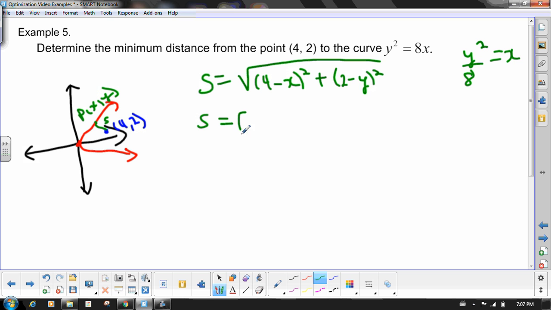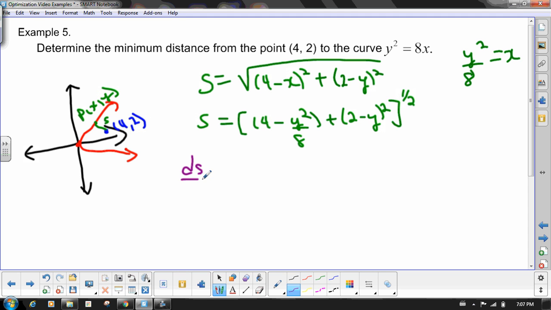So I'm going to replace my x with y squared over 8, plus (2 minus y) all squared. And then I'm going to use the power of 1/2 because it makes taking the derivative a little bit easier. All right, so now that I have my expression, I'm going to take the derivative of the distance equation with respect to y because that's the variable that I have.